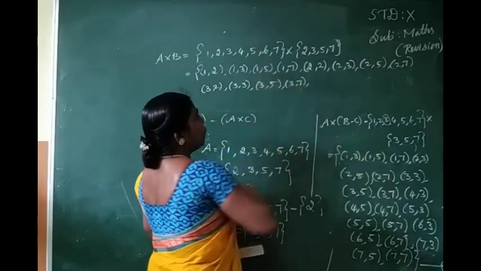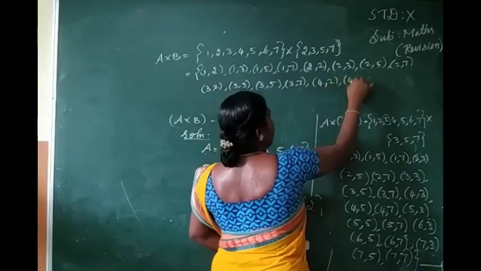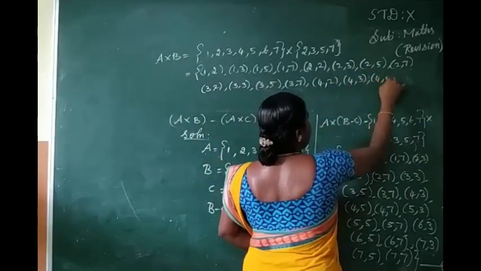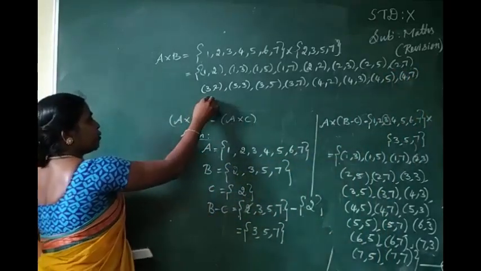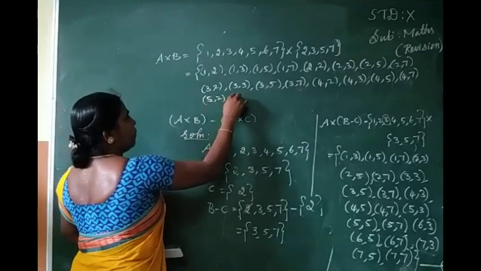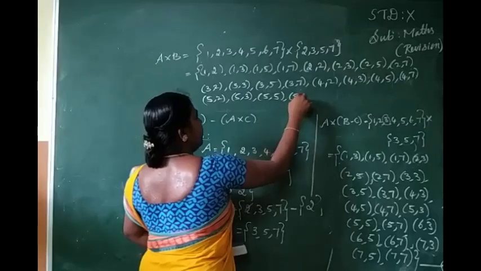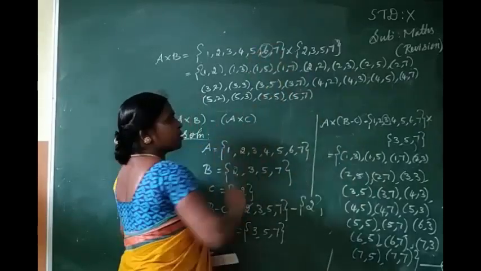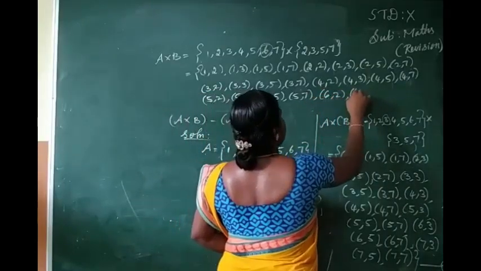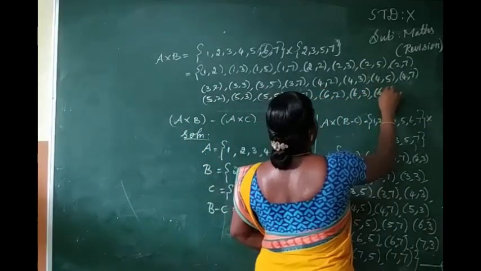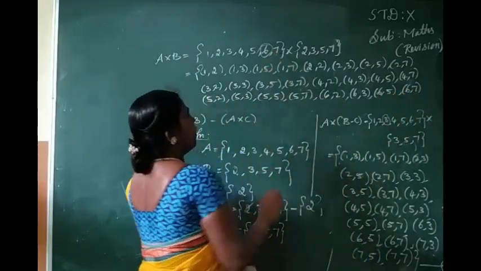Next one, 4 comma 2, 4 comma 3, 4 comma 5, 4 comma 7. Next one 5. So 5 comma 2, 5 comma 3, 5 comma 5, 5 comma 7. Next element is 6. So I multiply 6 comma 2, 6 comma 3, 6 comma 5, 6 comma 7. Next last one is 7.